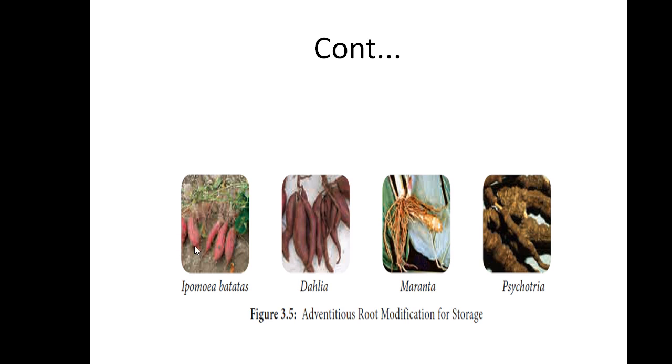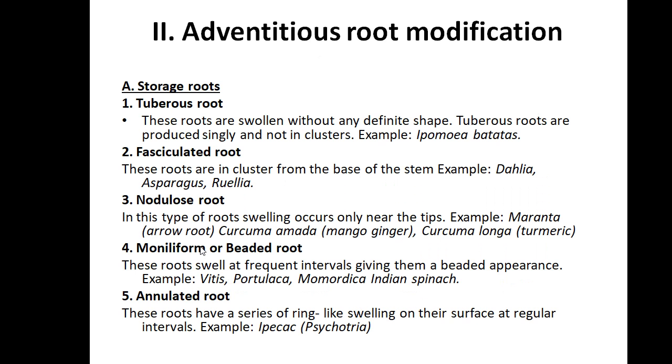If you are taking all the fruits or all the vegetables, they will not fit with one shape. So that is called Ipomoea batatas. These roots are swollen without any definite shape, so it is called tuberous root. Tuberous roots are produced singly, not in clusters. Example, Ipomoea batatas.